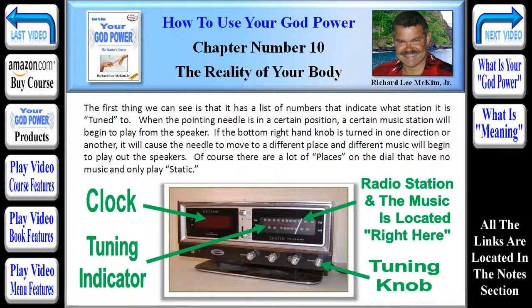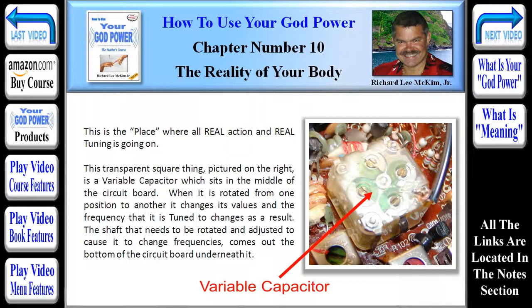Okay, we'll continue. However, that was just the outside, the part you could see. It was the representation that you worked with to interact with the radio. On the inside, out of sight, was an elaborate system of strings and pulleys that converted the representation and conveyed the representation's message to the place where the real tuning was going on. This is the place where all real action and real tuning is going on. And it's got a little arrow there pointing to a little device on the circuit board there.